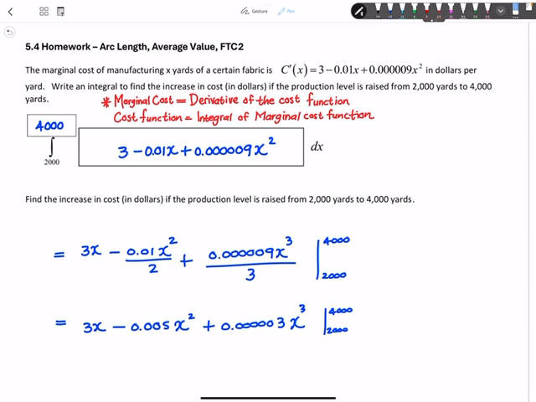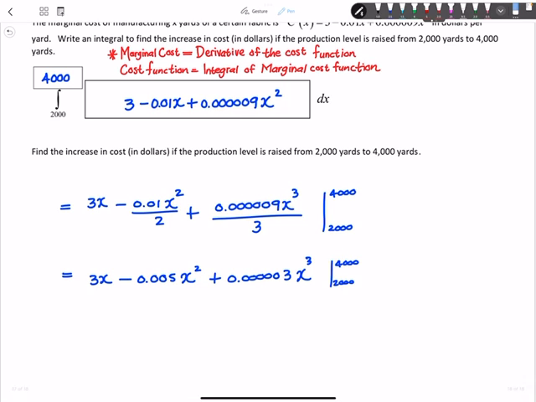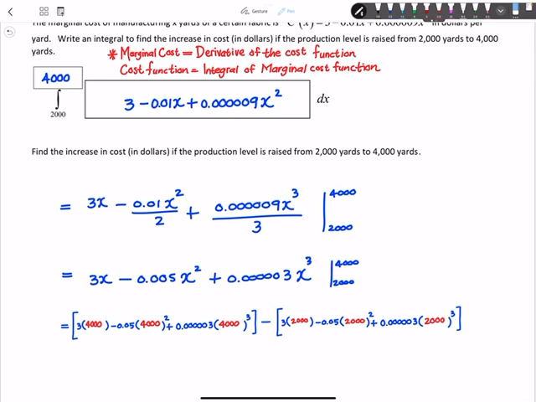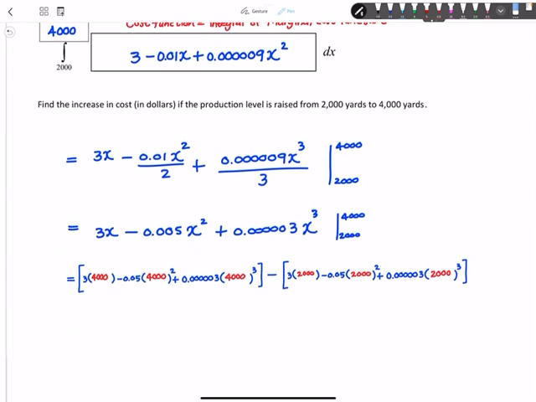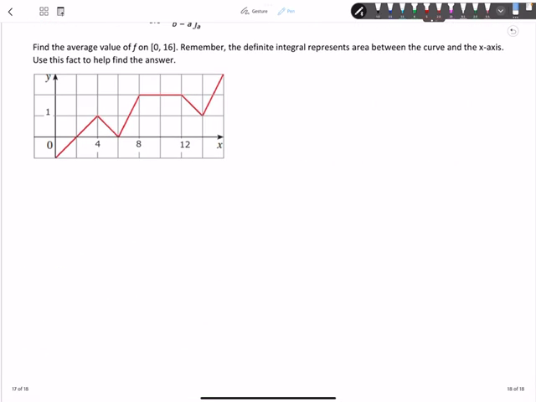I will clean up my expression just slightly to give 3x minus 0.005x squared plus 0.000003x cubed. Once we evaluate, we plug in top minus plug in bottom. You'll definitely need your calculator here. All we do is apply the fundamental theorem of calculus, plug in top minus plug in bottom. And here I get 114,000.